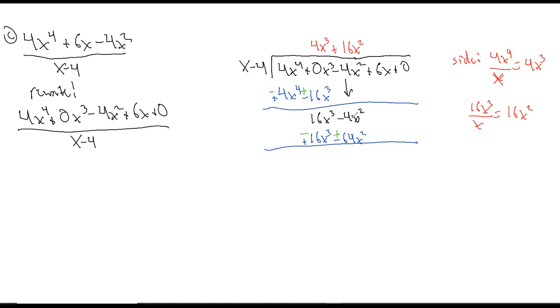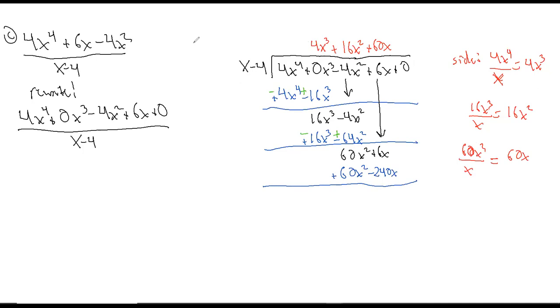First pair cancels. Negative 4 plus 64 is going to give us 60. So that's 60x squared. Bring down the plus 6x. And we just keep going. x into 60x squared. 60x squared over x, that would be 60x. So plus 60x in the quotient area. Then we multiply. 60x times x is positive 60x squared. We need that plus sign. 60x times negative 4 is going to be negative 240x.